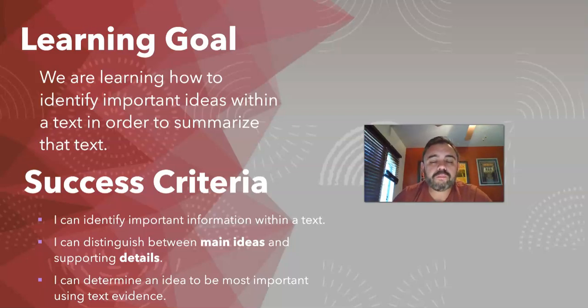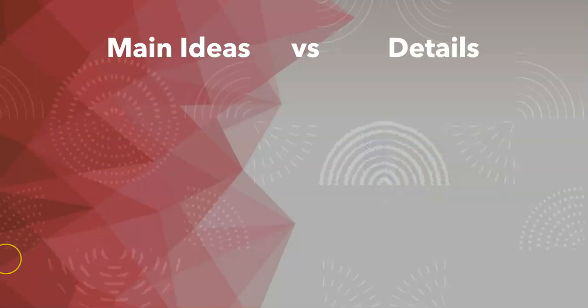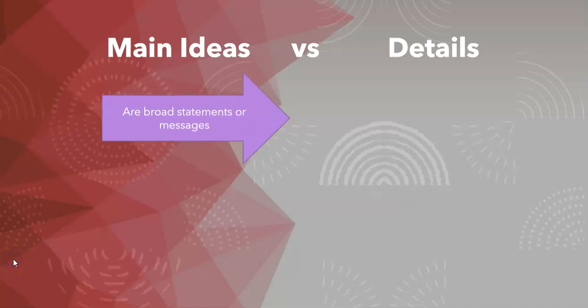So let's move on to talking about the differences between main ideas and details. I think that's an important thing to discuss because sometimes it trips you guys up. So remember, main ideas versus details. Here are some differences because I think some kiddos get a little confused sometimes. Main ideas are broad statements or messages, while details are very specific statements, usually including some fact, some statistic, some very, very specific information in that statement.